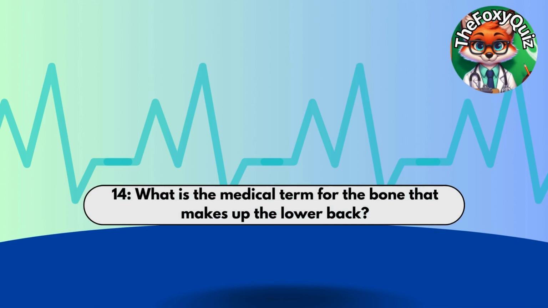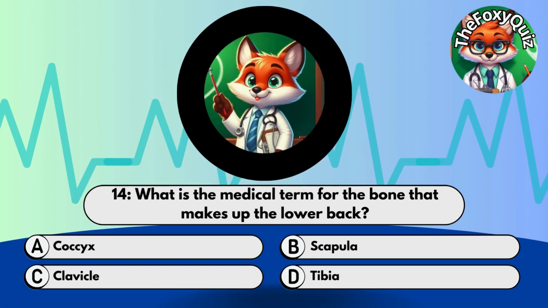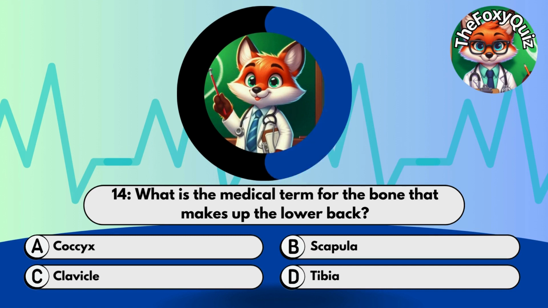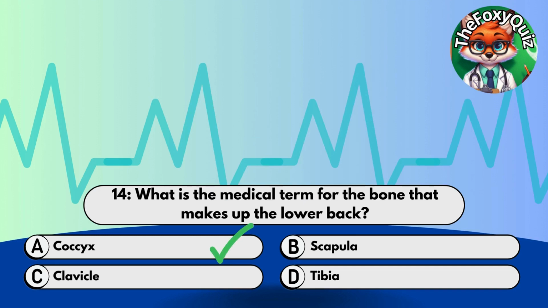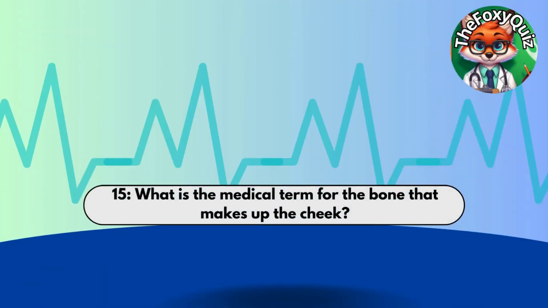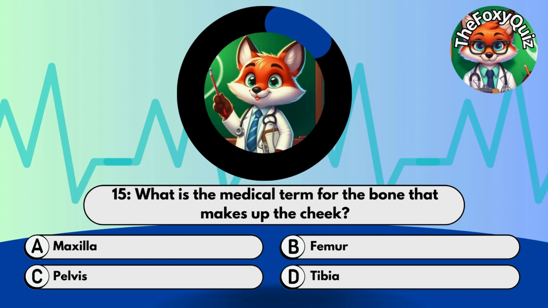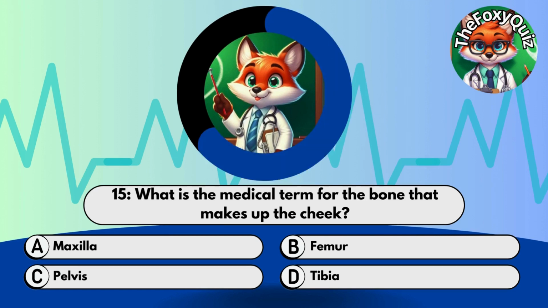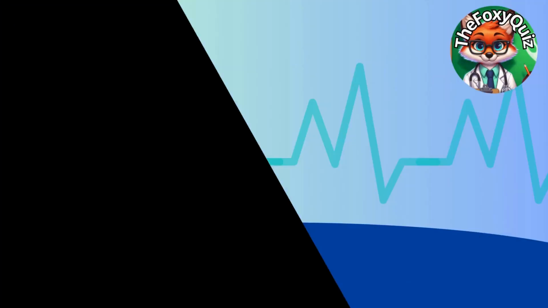Question 14. What is the medical term for the bone that makes up the lower back? A, coccyx, B, scapula, C, clavicle, D, tibia. Answer: A, coccyx. Question 15. What is the medical term for the bone that makes up the cheek? Which one would you choose? A, maxilla, B, femur, C, pelvis, D, tibia. Answer A, maxilla.